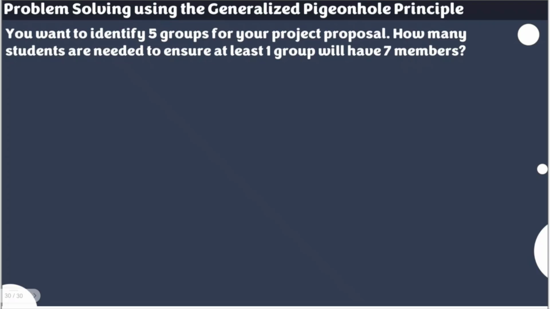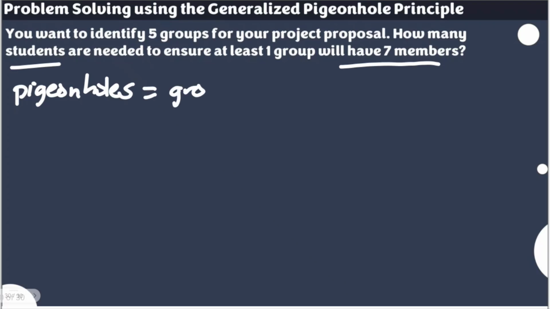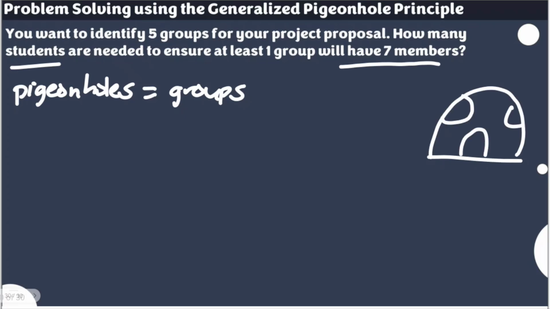This is, of course, obviously an example of the pigeonhole principle, because you have a target number of members for at least one of your groups, and you are trying to identify the number of students needed for that to happen. So your pigeonholes here, the placements, are your number of groups. Going back to the pigeonhole principle, these are your holes, the placements where your pigeons will pass through. So what is the number of possibilities for your pigeons to pass through? You actually have 5 groups here.